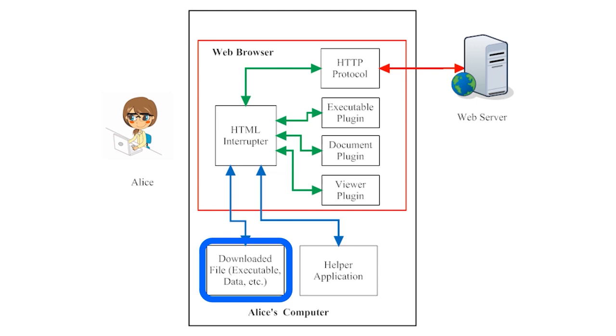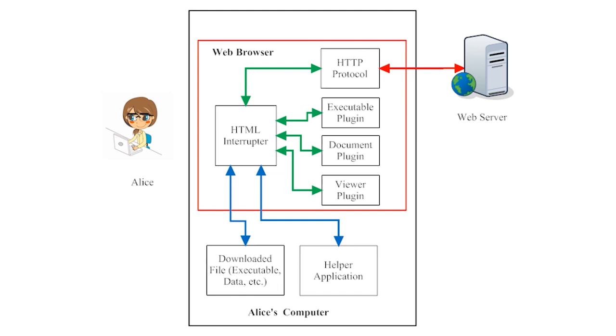When she does this, the file is downloaded onto her computer, normally someplace on her hard drive, and she can open that file later, even if she is disconnected from the web server or from the internet altogether. So, as you can see, Alice's web browser encounters a number of different file types, and it can handle those file types in a number of different ways.